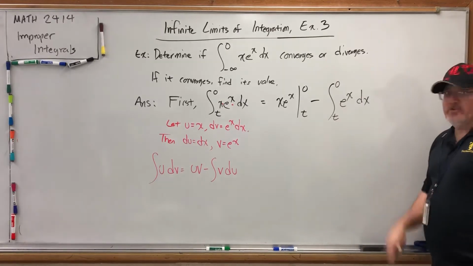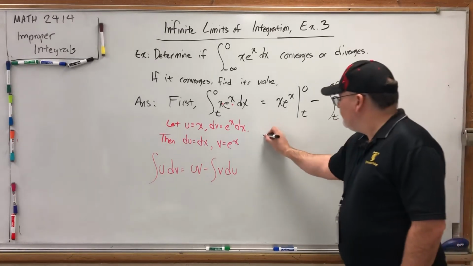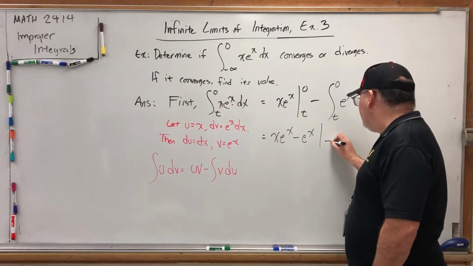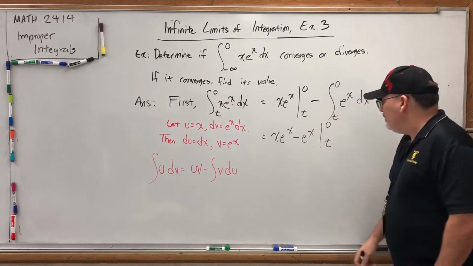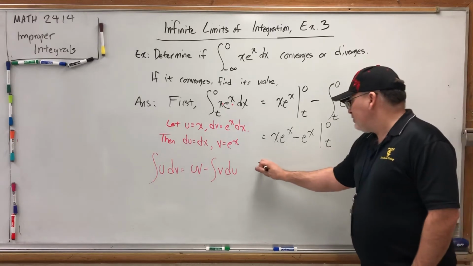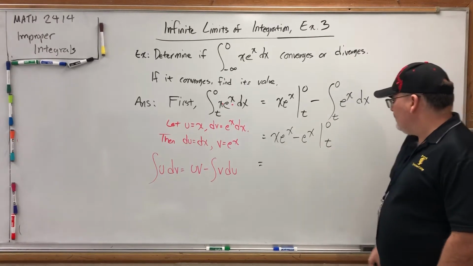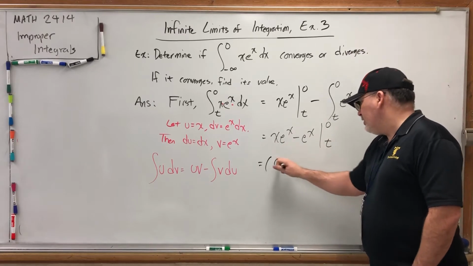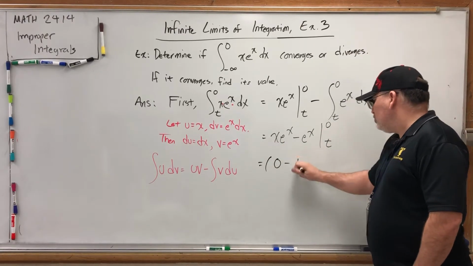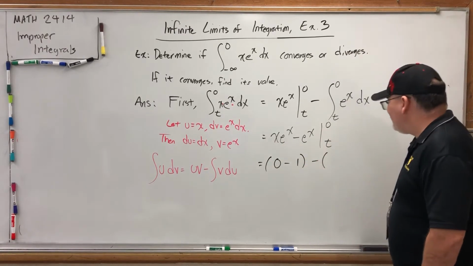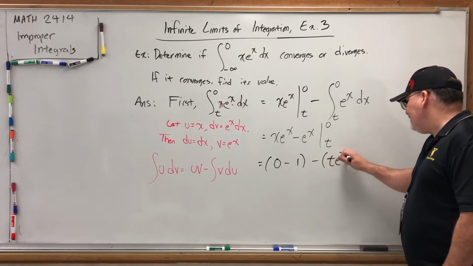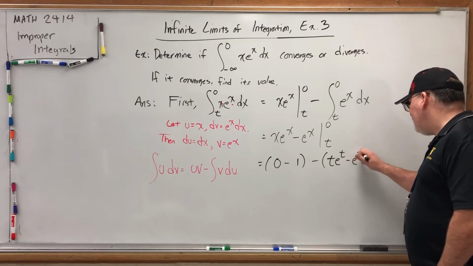Well, this is an easy one to evaluate. We have x e to the x minus e to the x, and all of this collectively is from t to 0. So let's substitute the upper limit and lower limit. When we put in 0, we get 0 times e to the 0, which is 0, minus e to the 0, which is 1, minus, when we substitute the t for all the x's, we get t e to the t minus e to the t.